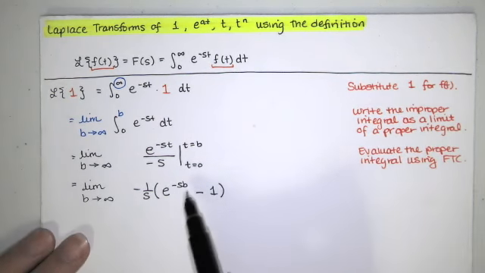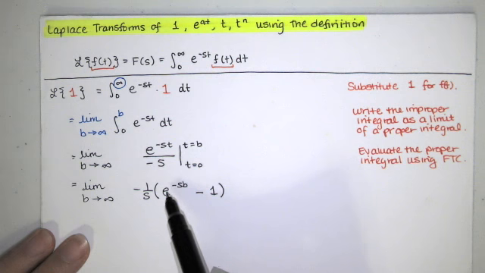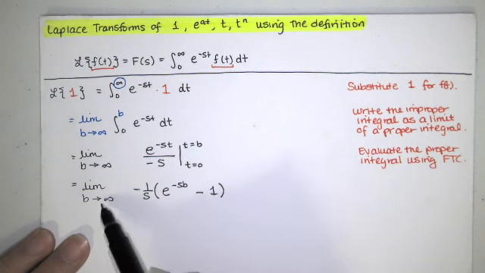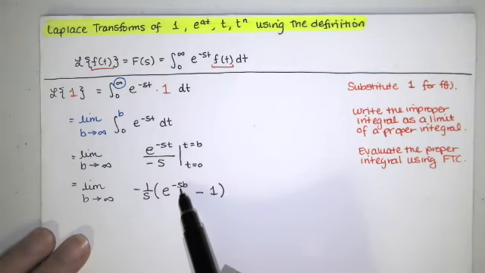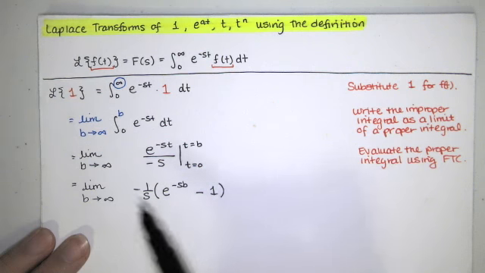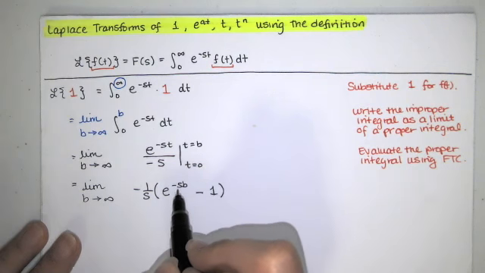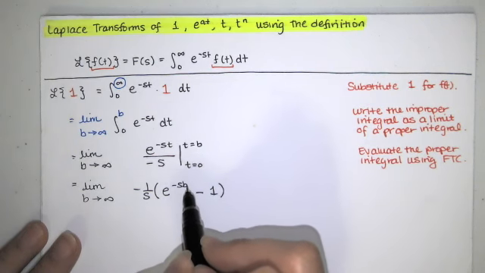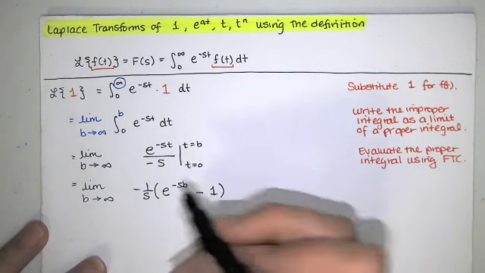Now, if s were negative, then I'd have a negative number times a negative number, which is a positive number. And this would be e to a positive power if s were negative. And then as b goes to infinity, this would go to infinity. But if s is positive, then negative s times b will be a negative number when b is going to infinity. So if s is positive, as b goes to infinity, this expression will go to 0 because this will be e to a very large negative power.